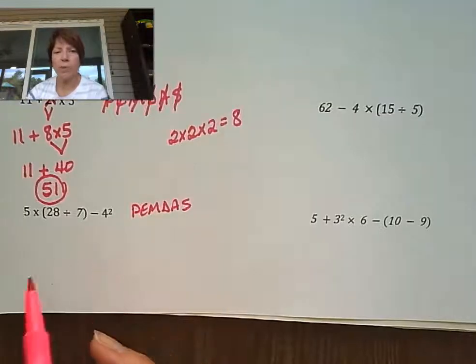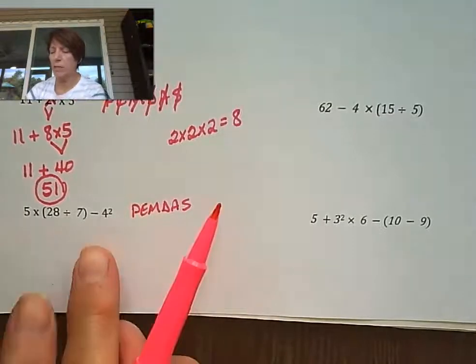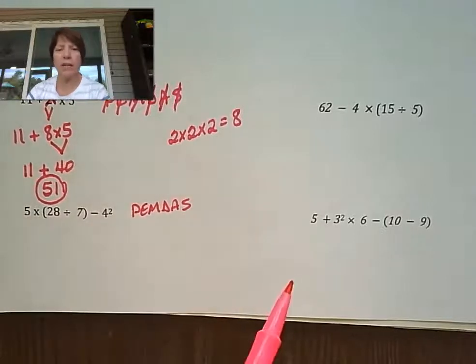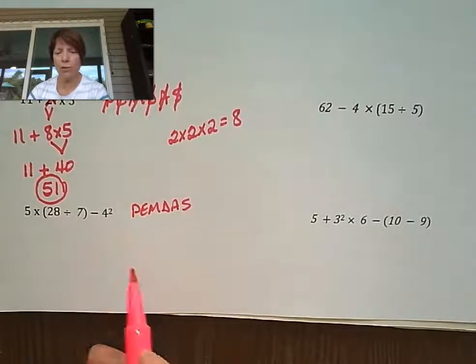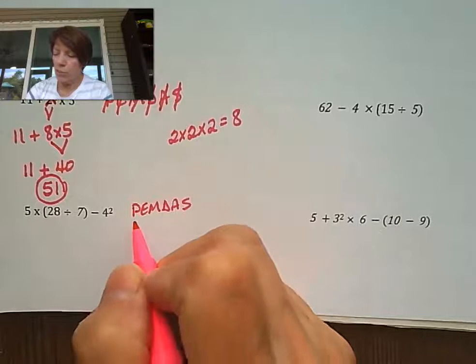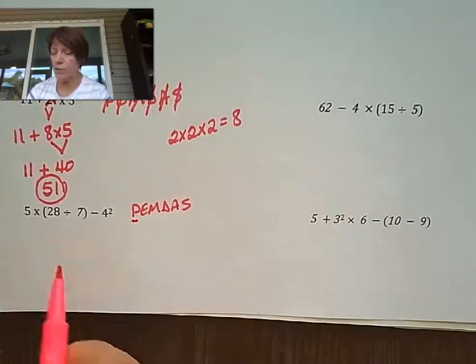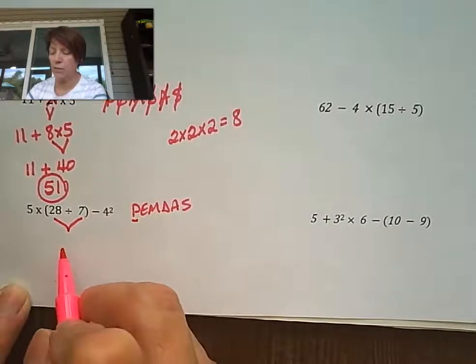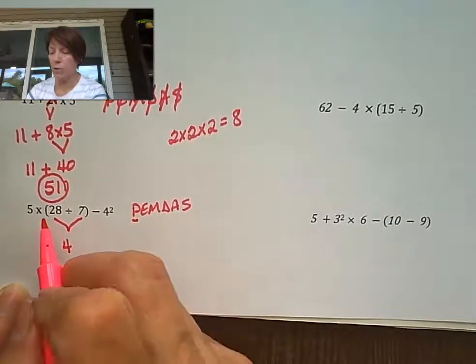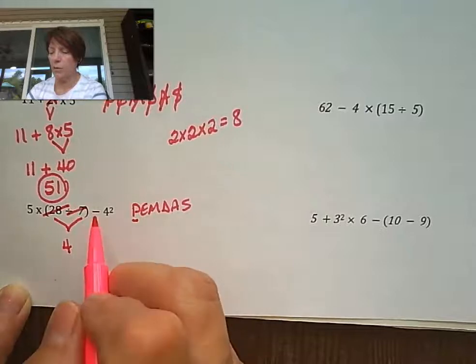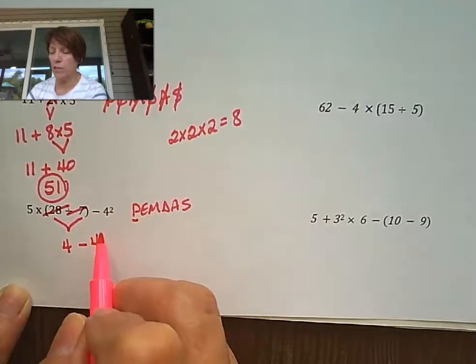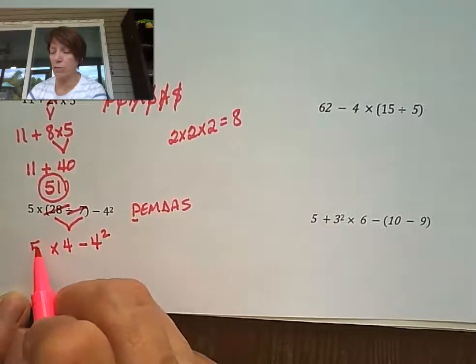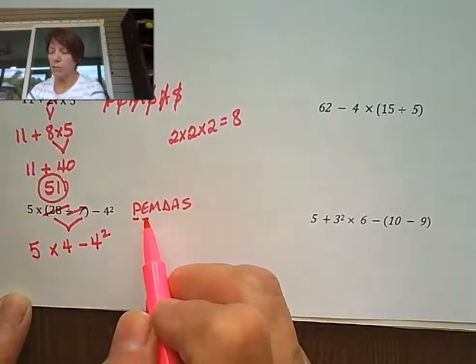Let's look at another problem here. I've got 5 times, we say this, the quantity, 28 divided by 7 minus 4 squared. So we look first of all at parentheses, and we do have parentheses this time. So we've got 28 divided by 7. 28 divided by 7 will give us 4. So we've taken care of this. We bring down all the operations and numbers that we haven't used. Then we look for exponents, and we do have an exponent.